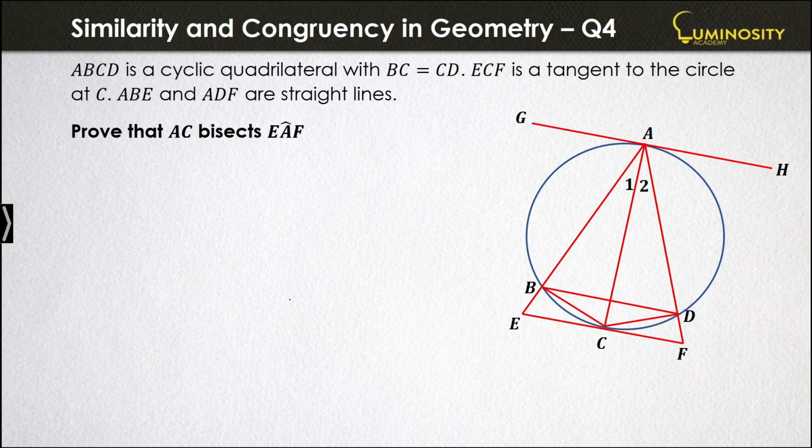We're given that ABCD is a cyclic quadrilateral with BC equals CD. So I'm going to go ahead and mark that on the diagram. BC and CD are essentially equal chords in that circle. Then ECF is a tangent to the circle at the point of contact C. ABE and ADF are straight lines.